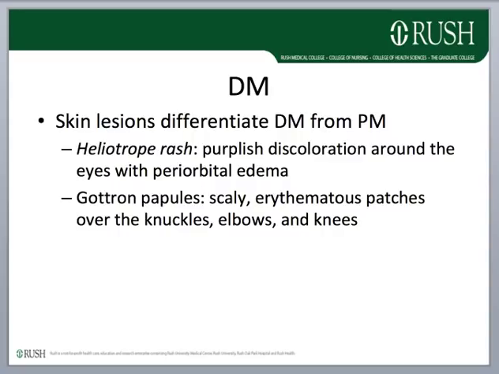Various rashes have been described with dermatomyositis, but the most common characteristic ones are a lilac-colored discoloration of the upper eyelids associated with periorbital edema, called a heliotrope rash, and a scaling erythematous eruption or dusky red patches of the knuckles, elbows, and knees, which are called Gottron papules.